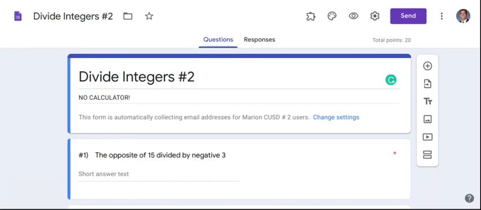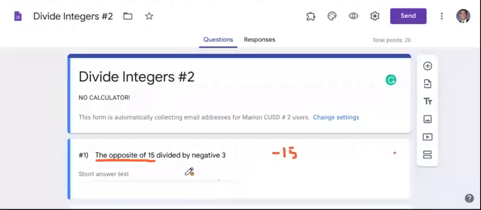Okay, I am in divided integers number 2 form. Number 1 says the opposite of 15 divided by -3. So what is the opposite of 15? Well, here's 15. The opposite of 15 would be -15. And if I'm going to divide that by -3, I would have -15 divided by -3.